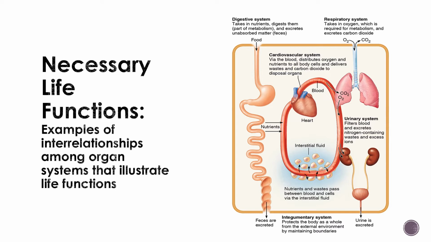So let's just walk through this. So the digestive system is taking in nutrients, excreting unabsorbed matter. There at the bottom, the feces is excreted. You can see halfway through that process, the nutrients are being put into the cardiovascular system, which is distributing oxygen and nutrients to all body cells, and delivers waste and carbon dioxide to disposal organs. The oxygen and the CO2 are being exchanged in the lungs and the respiratory system. And then in the urinary system is where the blood is being filtered and nitrogen containing waste is being excreted and urine is excreted. And the whole time, all the way around, the integumentary system is protecting the body as a whole so that all these internal organ systems can be functioning properly.